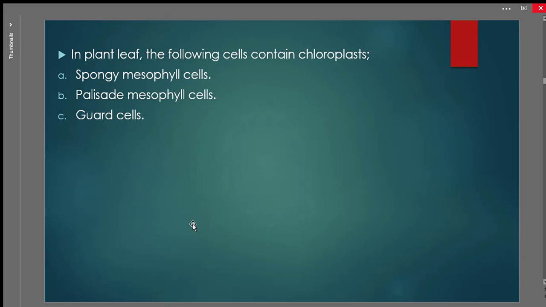Now, in general, we can say in our last slide here that in plant leaves, the following cells contain chloroplasts. 1. The spongy mesophyll cells. 2. The palisade mesophyll cells. And 3. The guard cells.